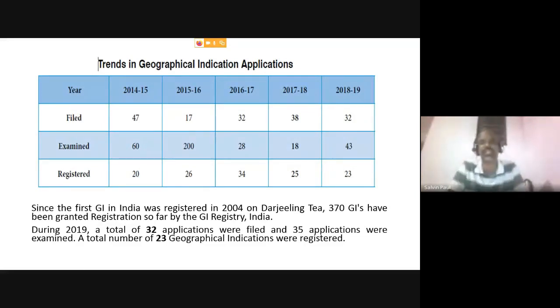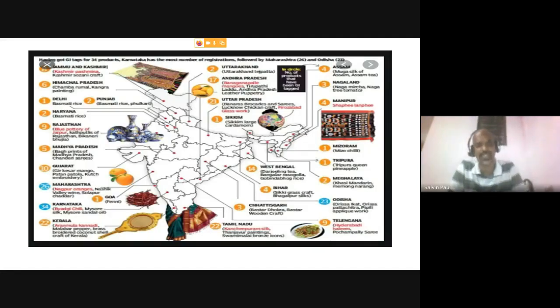So for example, there are very limited applications overall. Since 2004, the first GI was granted to Darjeeling Tea. And so far, there are 370 geographical indications awarded by the Registry of India, which is located in Chennai. And last year, a total of 32 applications were filed, and a total of 23 geographical indications were registered. Now, this is a lot, 370.